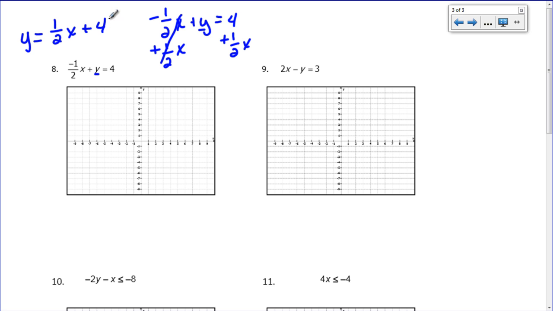Now you have a slope and a y-intercept. We can graph it. So the y-intercept is 4. That's the starting point. The slope is 1/2, rise over run, so I get to go up 1 over 2.